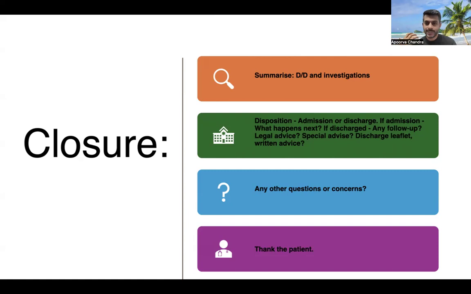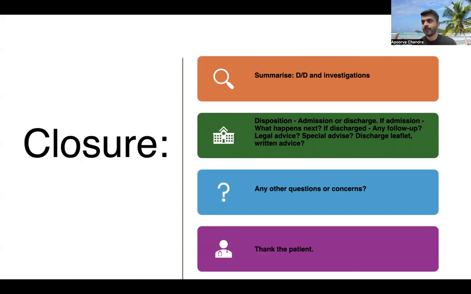So you need to talk about whether there is any follow-up that you're going to arrange for the patient. Do you have any specific legal advice? That means, for example, if you think the patient has seizures, and you want the patient not to drive, then you need to be very specific about this. Is there any other special advice? And then you need to talk about the discharge leaflet.